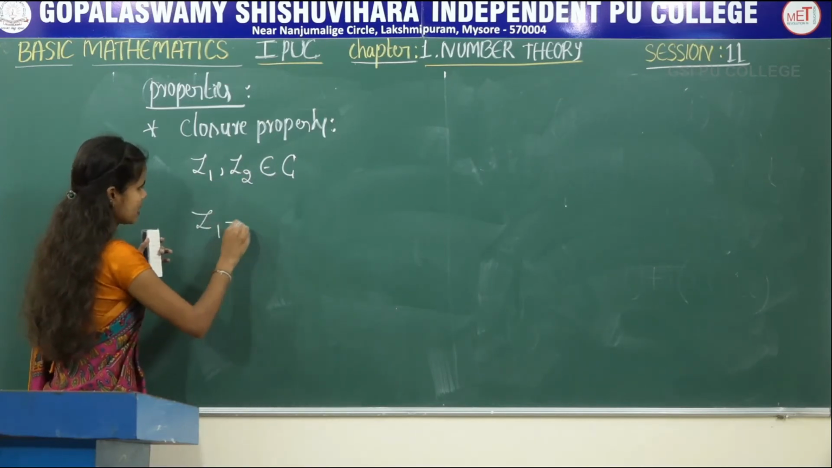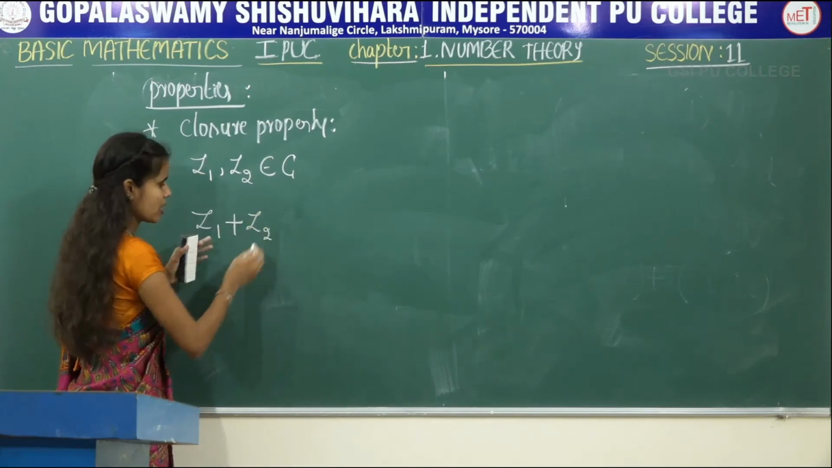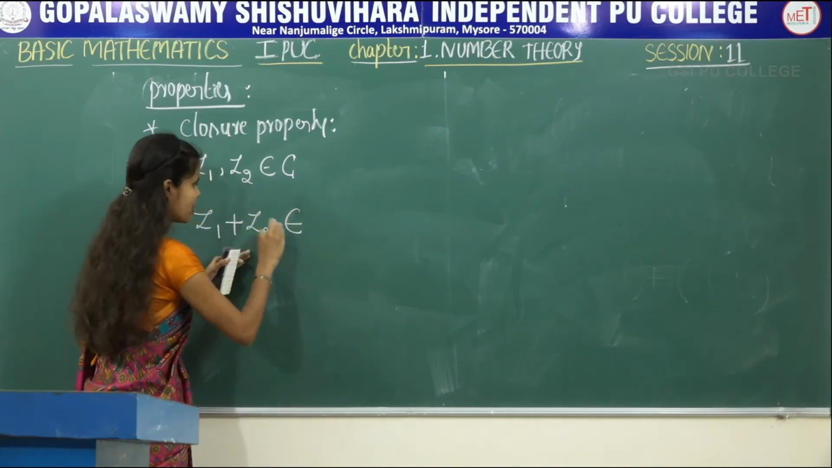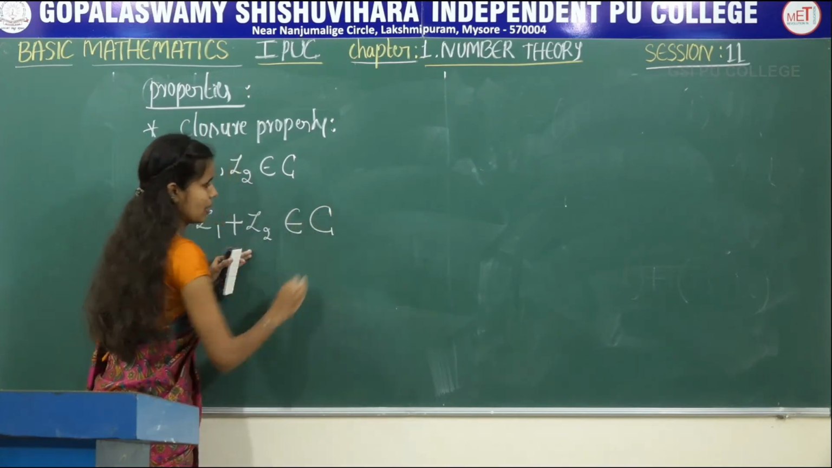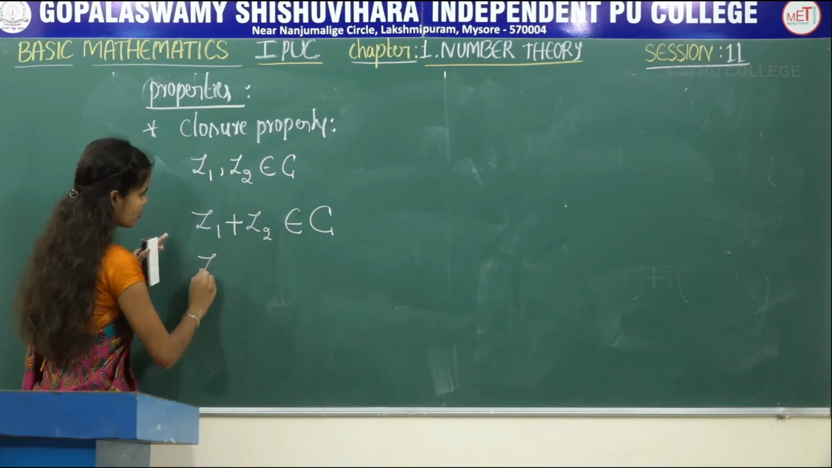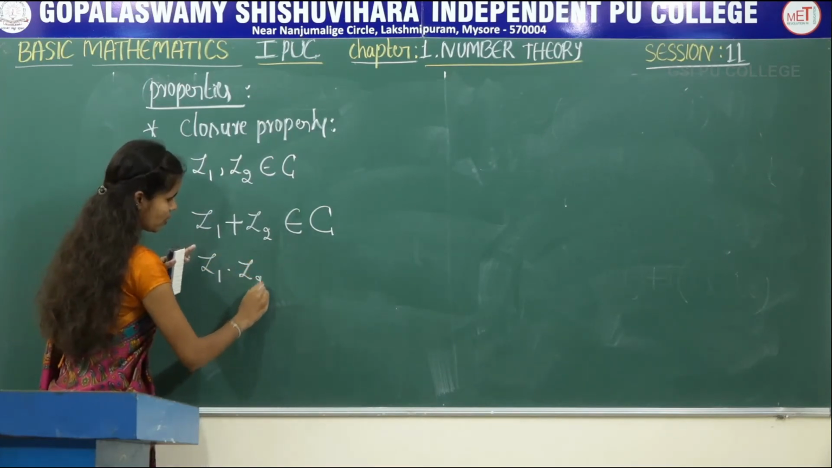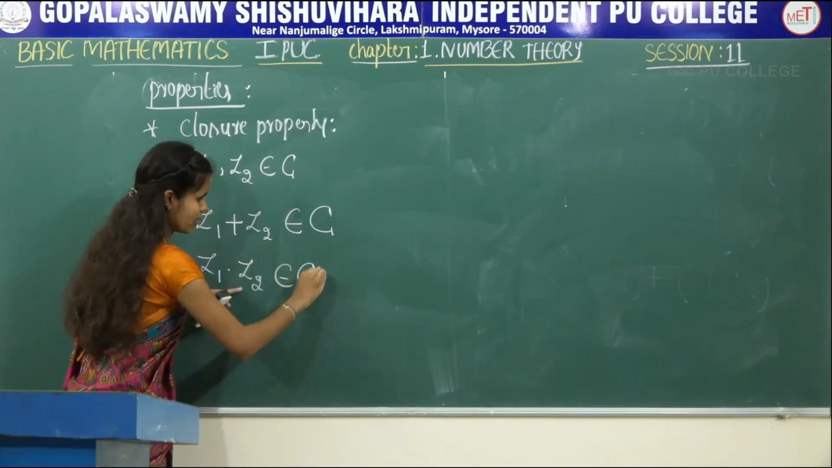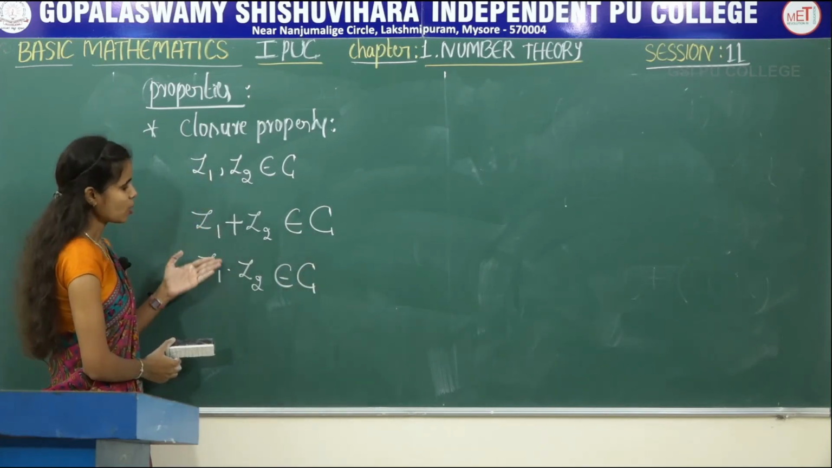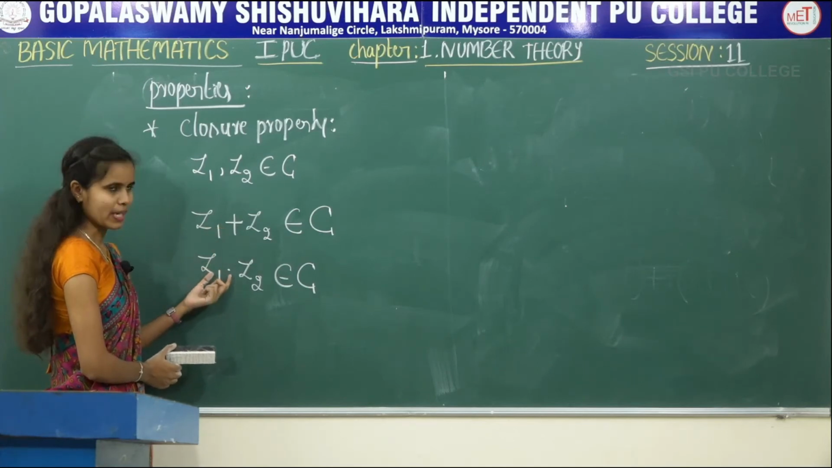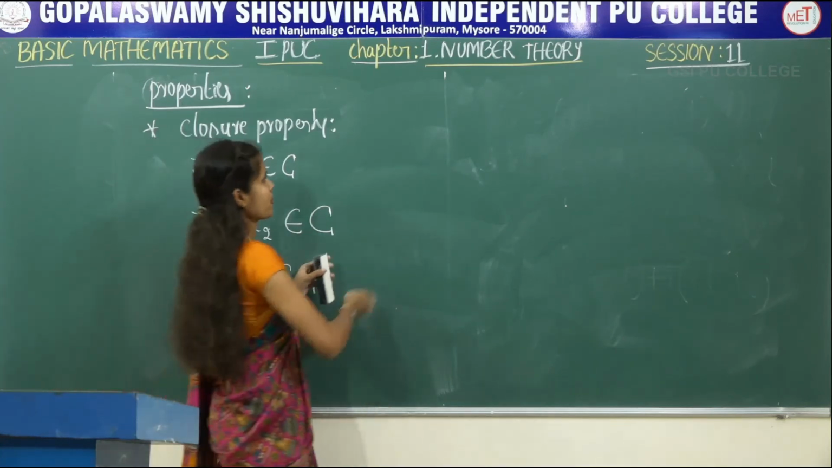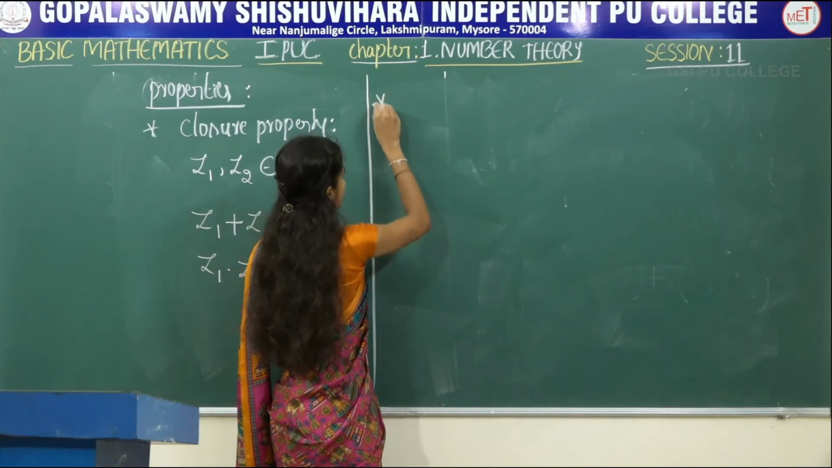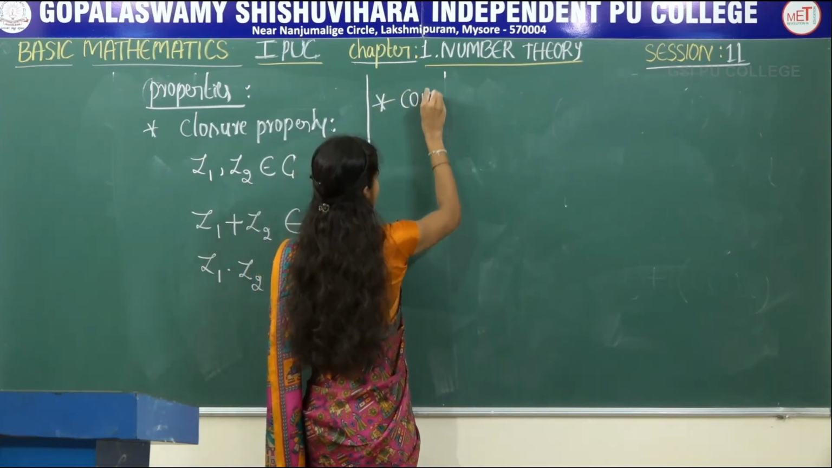So there implies Z1 plus Z2. Already we proved that the sum of two complex numbers is also a complex number. Therefore, Z1 plus Z2 belongs to C, capital C. Similarly, Z1 into Z2, the product of two complex numbers, is also a complex number, so it belongs to C. This is called closure property under addition, closure property under multiplication. Okay. So, next, the second property is commutative property.